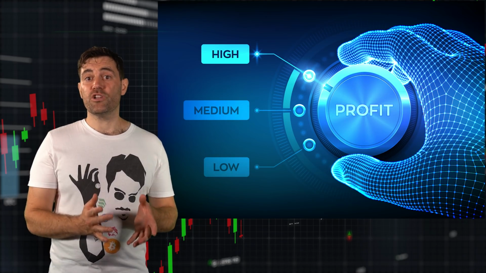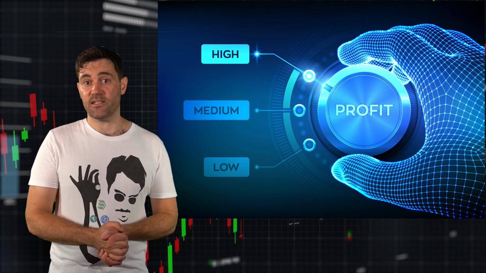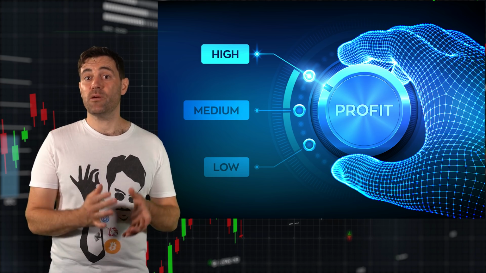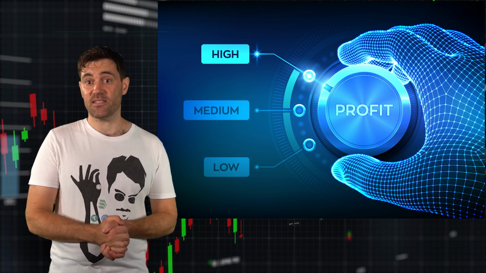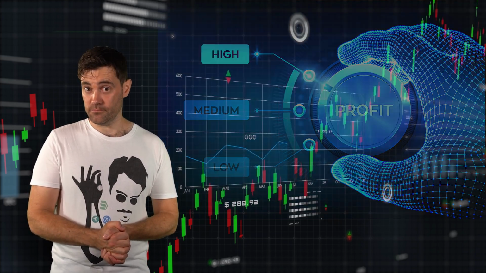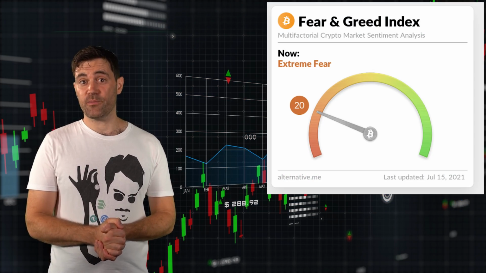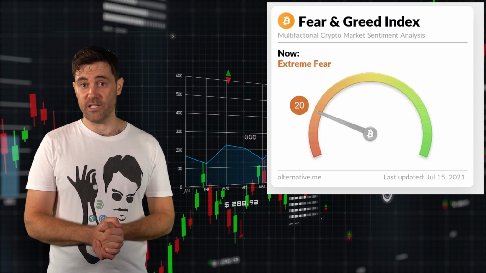Thankfully, there's no shortage of free sentiment analysis indicators out there, and when used correctly, they can be almost as effective as the most expensive sentiment analysis indicators money can buy. One of the most popular cost-free sentiment analysis indicators in cryptocurrency is the Fear and Greed Index.